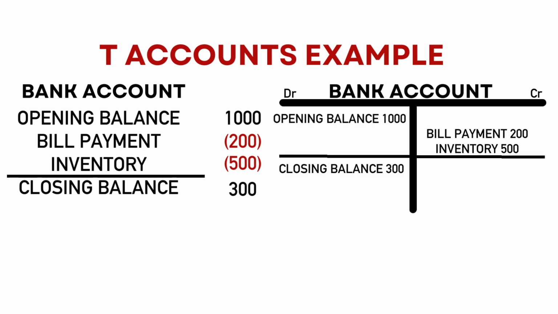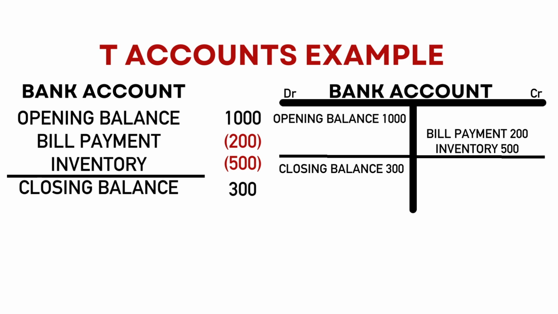In our example, the opening balance of the bank account is £1,000. The £1,000 will be placed in the debit side. The bill payment of £200 is placed in the credit side. Why? Because by spending £200, money has left the bank account. As the bank account is a debit account, to decrease the amount, you credit the amount. The same goes for the £500 worth of inventory purchased. The closing balance is then placed on the debit side because the overall account is in debit of £300.